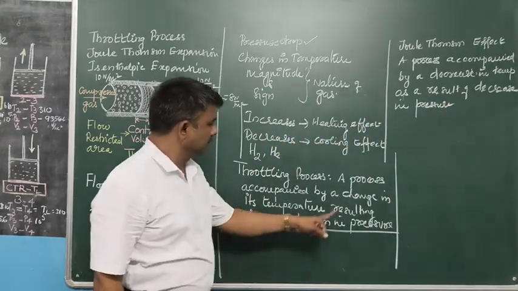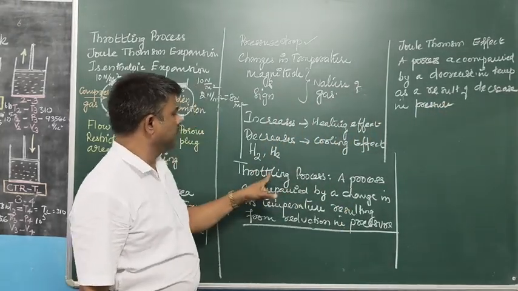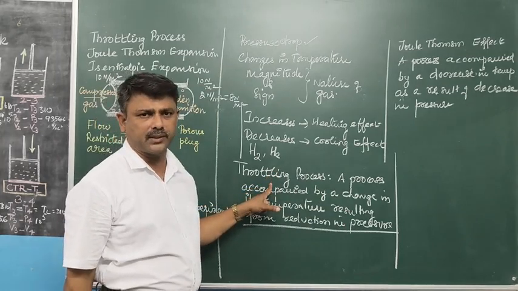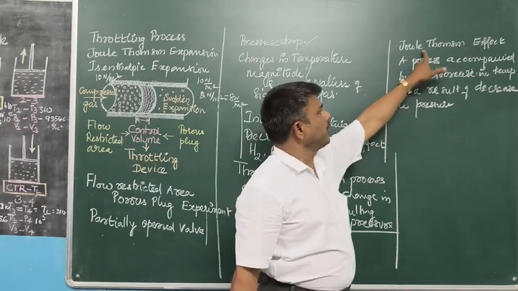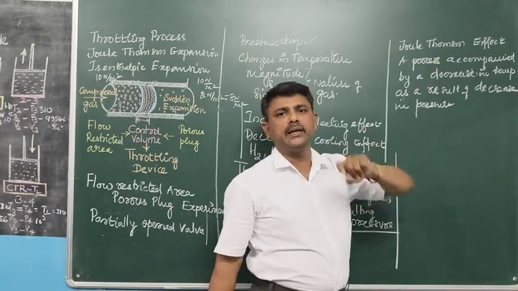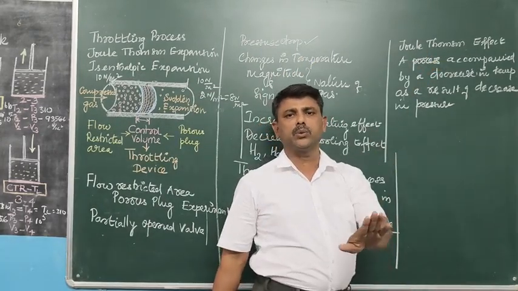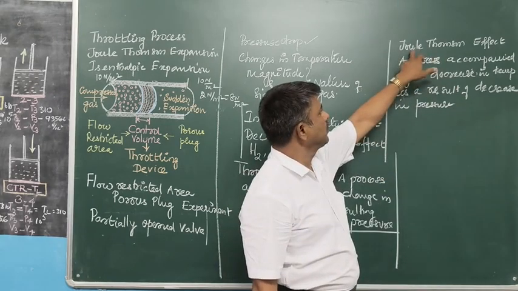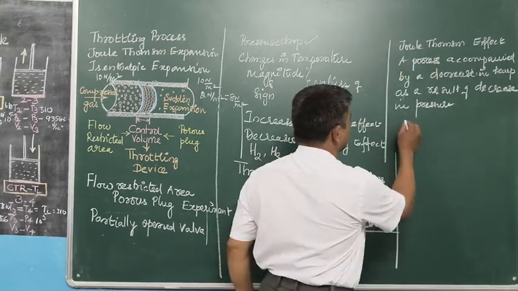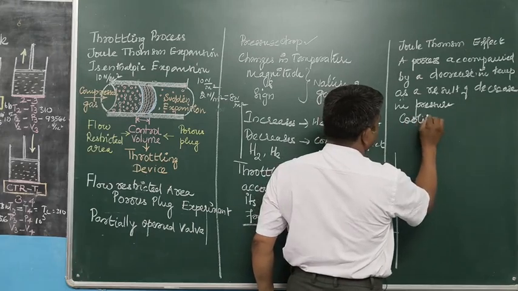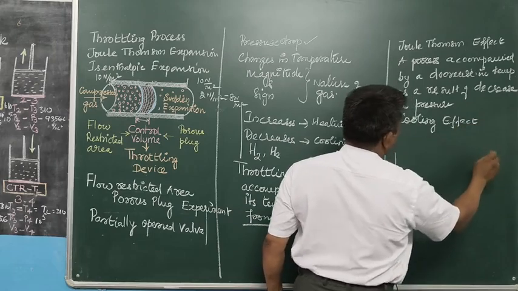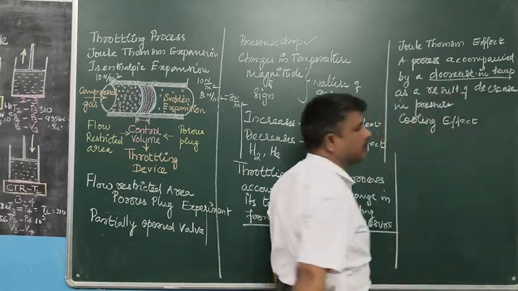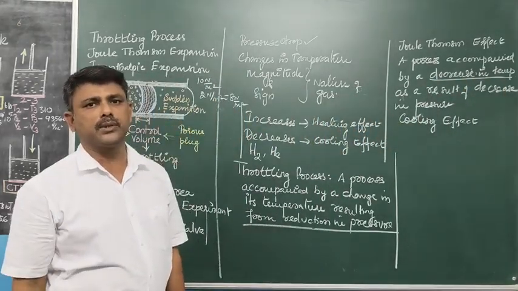If you are telling changes in temperature, this becomes throttling process. In throttling process, temperature may increase or decrease. If you come to the point of Joule-Thomson effect, you should say decrease in temperature with respect to pressure, because Joule-Thomson effect is called as cooling effect. You should say decrease in temperature. This is the perfect definition for Joule-Thomson effect.